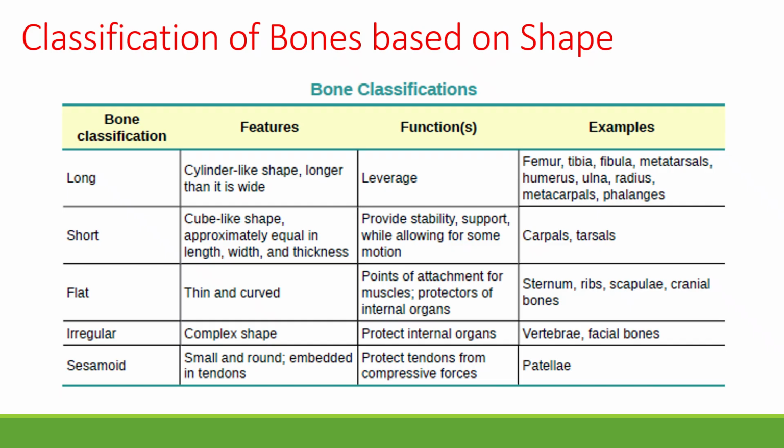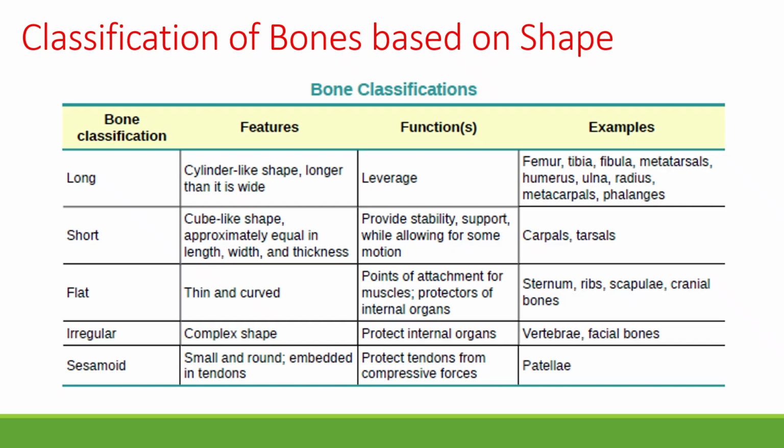Short bones really should be called square bones because they are cube shaped. And so they are approximately equal in their length and their width and their thickness. These are more about stability and support. They do allow a little bit of motion. So classic short bones are your carpals, which are your wrist bones, and your tarsals, which are your ankle bones.